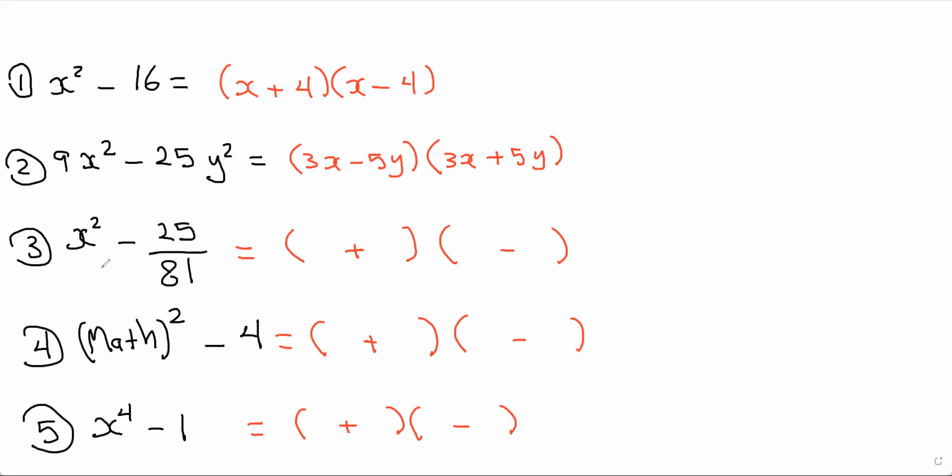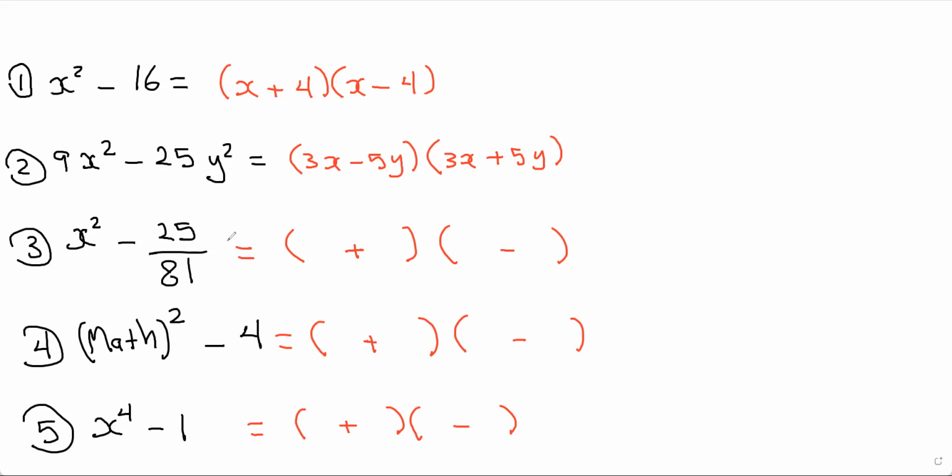How about here? This might look different. Is it the difference of squares? First of all, the definition of the difference of squares: as long as the first term and the second term are both perfect squares, then we can apply factoring the difference of 2 squares to it. And as long as the middle sign is minus, because it's the difference of the 2 squares. So here, is this a perfect square? Yes, it is. Even though it's a fraction, it's still a perfect square fraction.